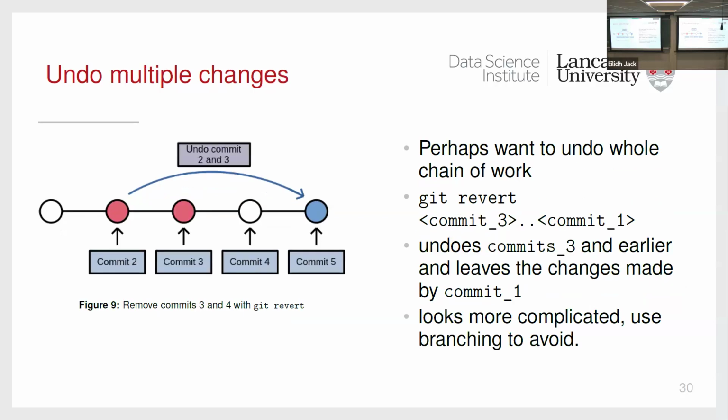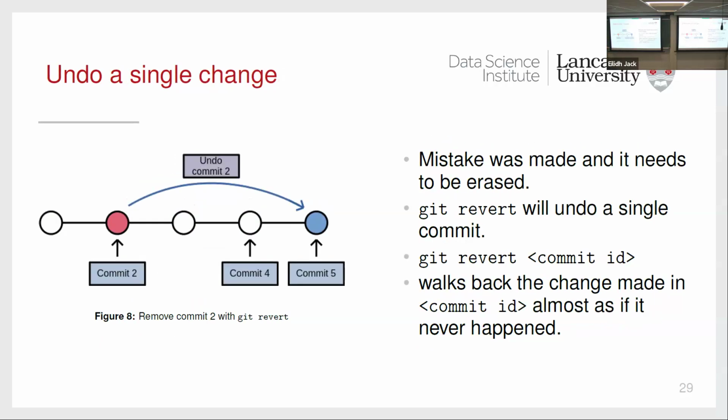The other thing you can do with Git is you can do git revert and ask it to remove multiple commits in one go. And it can remove multiple commits and take you forward. I've made a typo on that line.